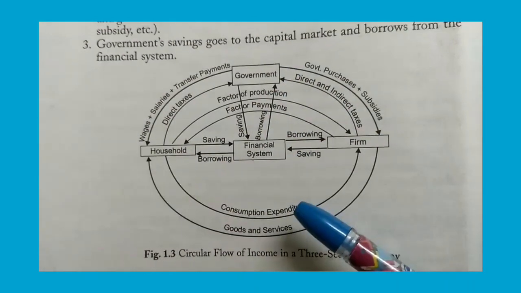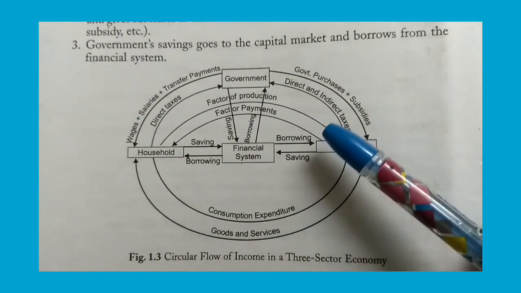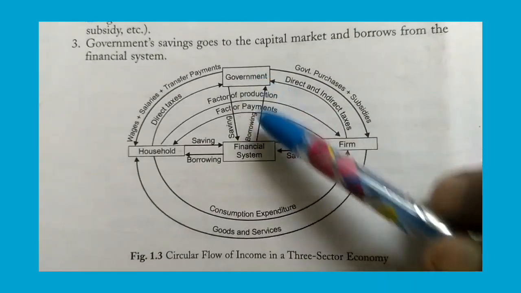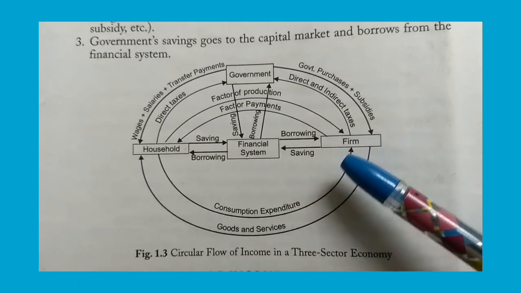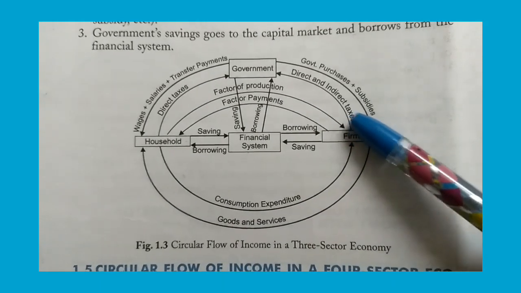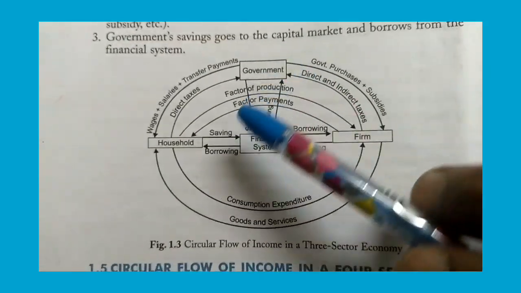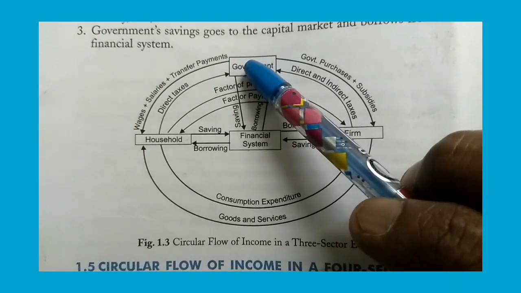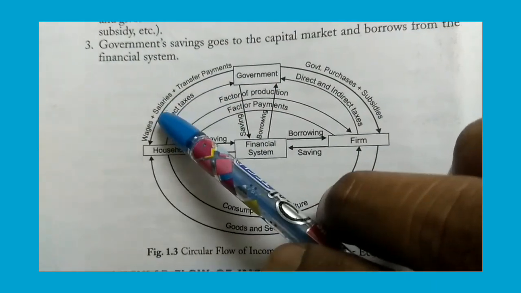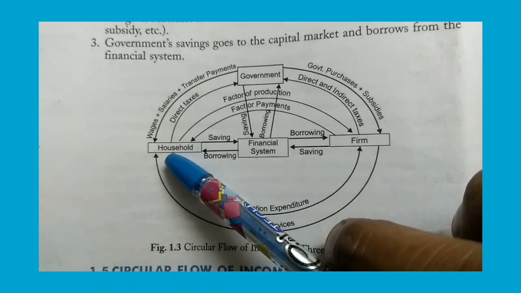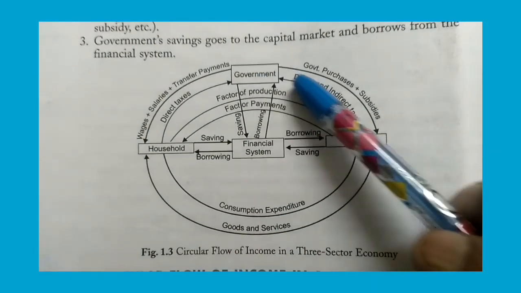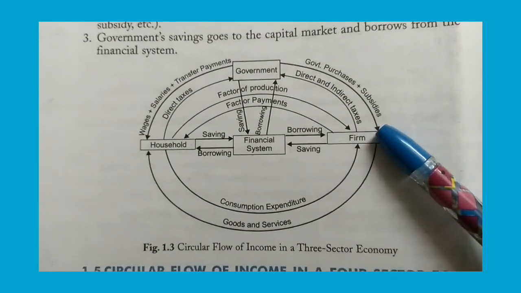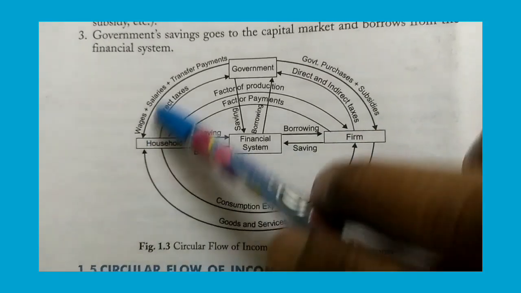Now the government enters the picture, along with the financial system. Now, government. What does the government do? The firm gives direct and indirect taxes to the government. The household also gives direct taxes to the government. Again, the government gives wages, salaries, and transfer payments to the households. Likewise, the government purchases and gives subsidies to the firm. This is the three-sector economy.